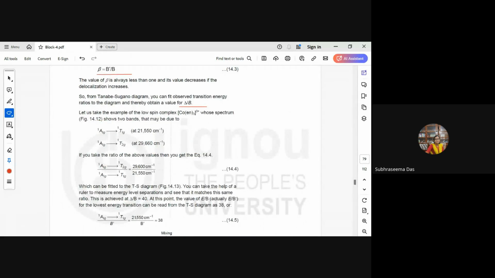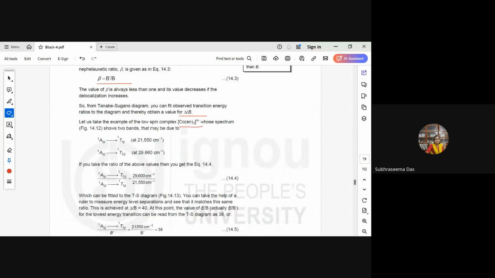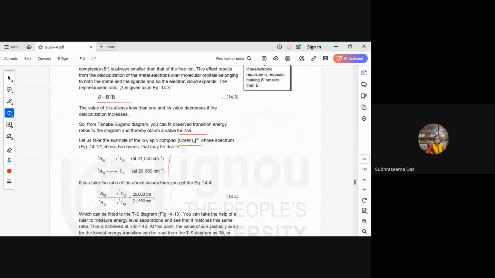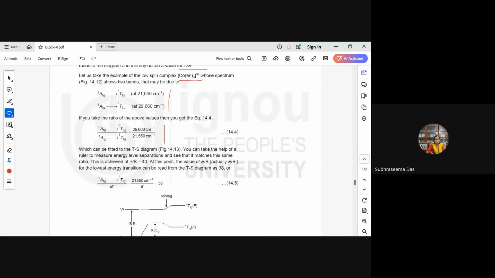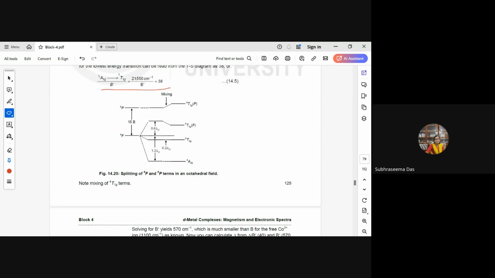So here one example has been shown for the low spin complex [Co(en)3]3+, whose spectrum is shown, and the bands that have been obtained are given here. First we need to take the ratio B' by B, that is, we find out beta. Then it is fitted into the TS diagram as shown, with the help of a different ratio. Then calculating that, we find that the value is found to be 38.